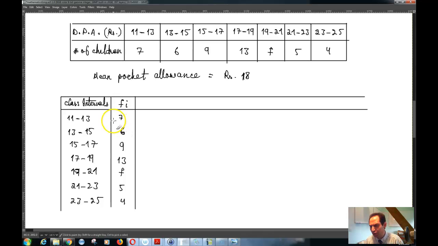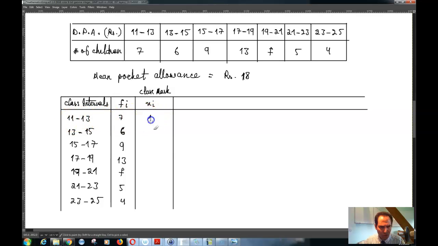Okay. So now, I know that the mean pocket allowance is 18 rupees. Based on this, if I calculate my x of i, which is basically the class mark, I forgot that again. This is the class mark.